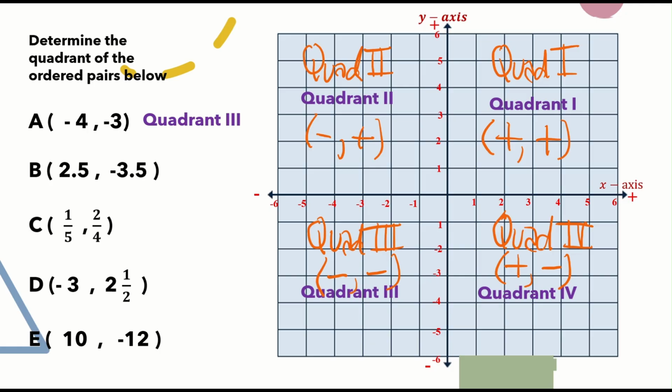Let's look at B. Positive, negative. Which quadrant has a positive, negative? Quadrant 4. Let's quickly look at the others. Negative, positive, and positive, negative, which is quadrant 4.